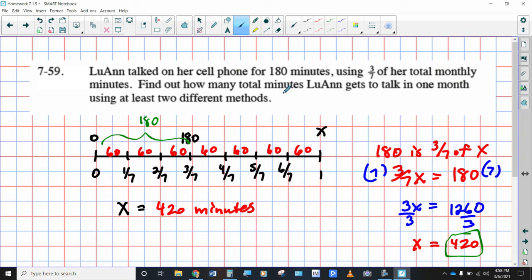Okay? So 3/7 of x is equal to 180. If you multiply each side times 7, that gives you 3x is equal to 1,260. And you divide by 3, you get 420 as well. So a few different approaches that you can take here to get to your answer. I used the diagram and I used an equation.